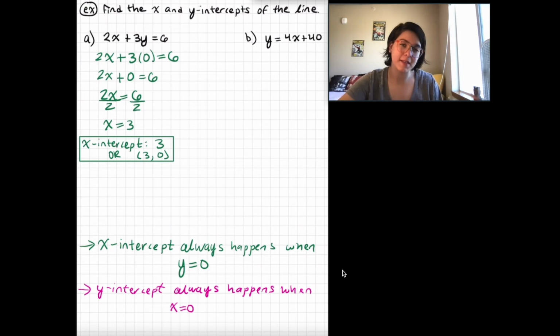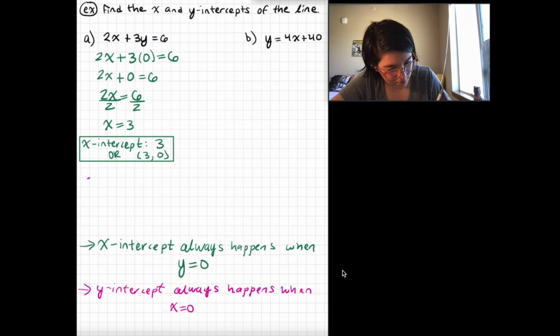So we can go about the same kind of thing, but instead of plugging in 0 for y, we can plug in 0 for x. So 2, and then for x, we'll plug in 0, plus 3. We're going to figure out what that y-intercept is equal to 6.